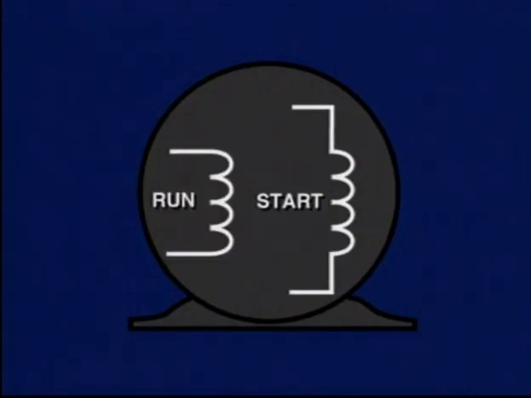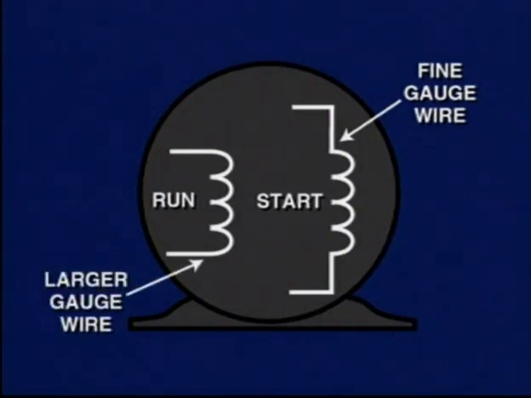The start winding is used because single-phase motors are not self-starting on their run windings like the three-phase motors. The start winding is formed by fine gauge wire and is used to create a very strong magnetic field to start the motor. The run winding is made of larger wire and ranges from 12 to 16 gauge wire.